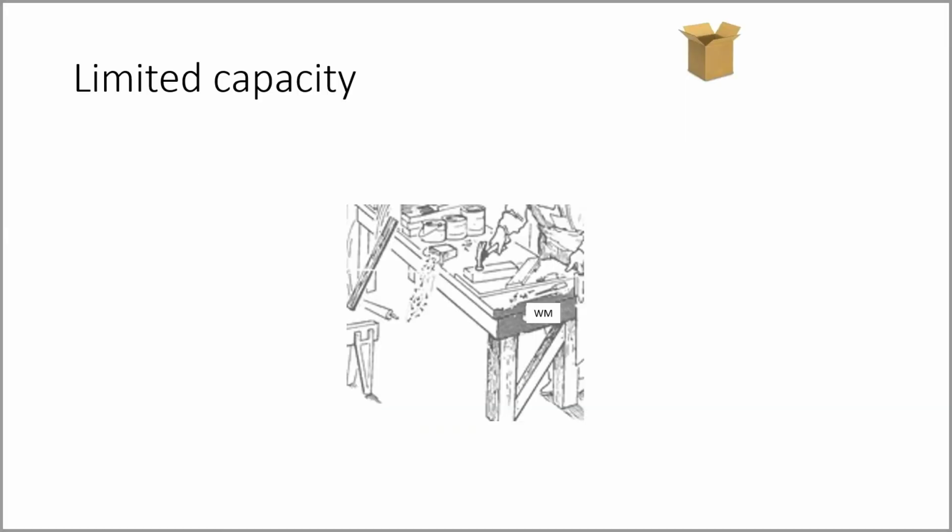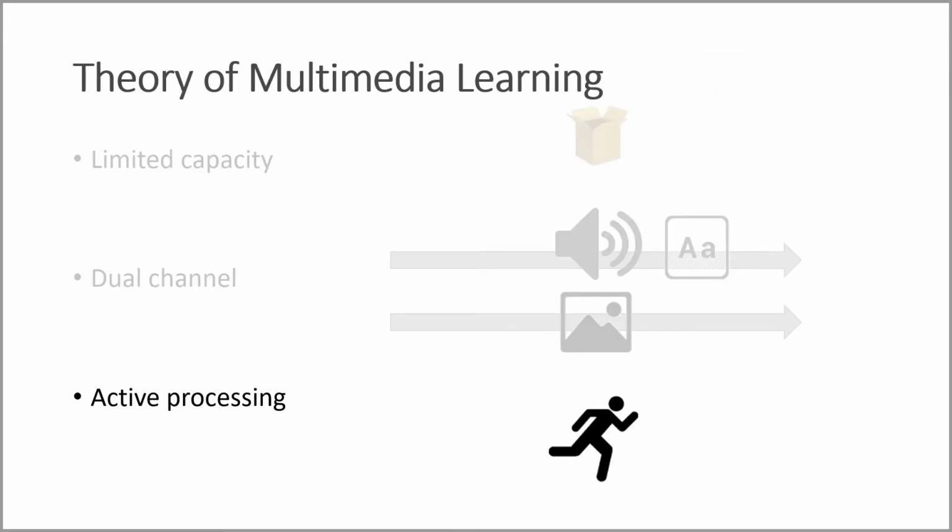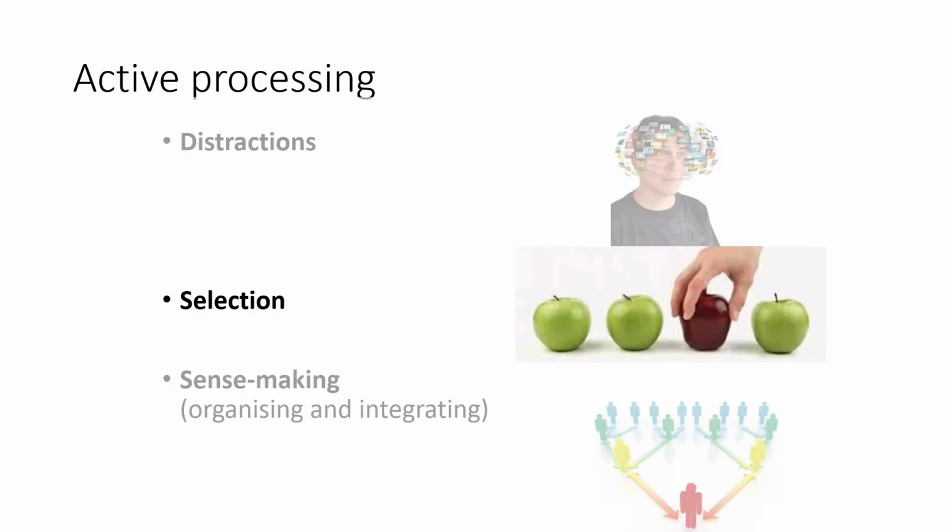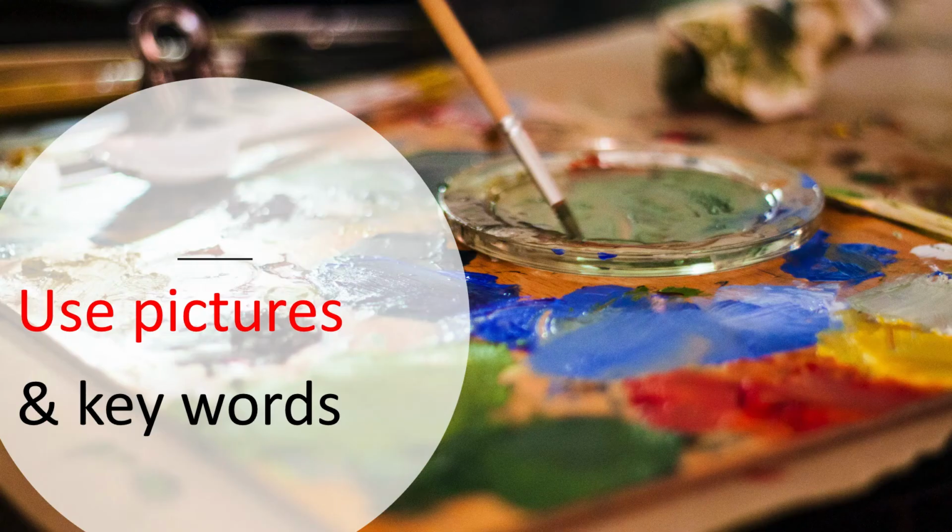So why must we do that? As I've said, because of the limited capacity of our learners' working memory, and also we must help them to select the right information to focus on. What else must we do? We must use pictures and keywords. Don't forget about the pictures.